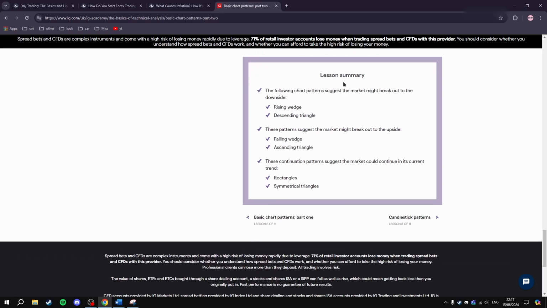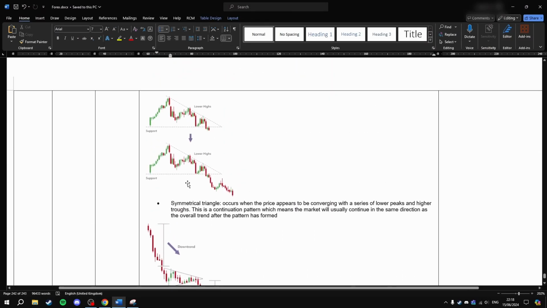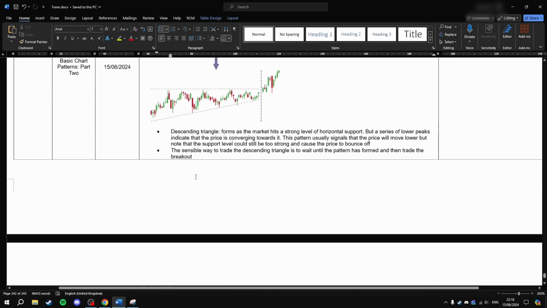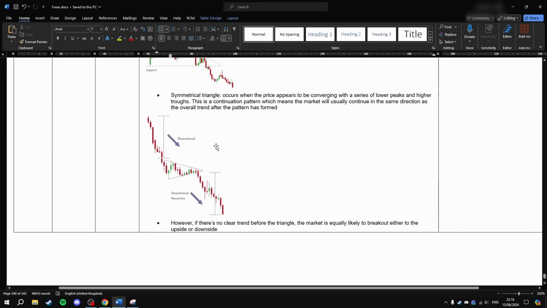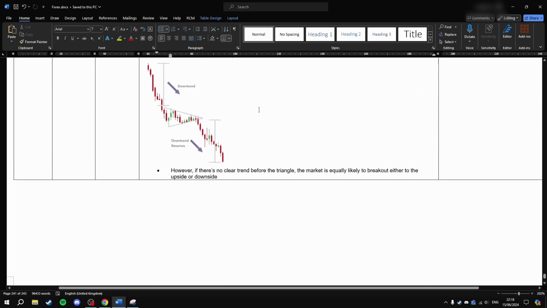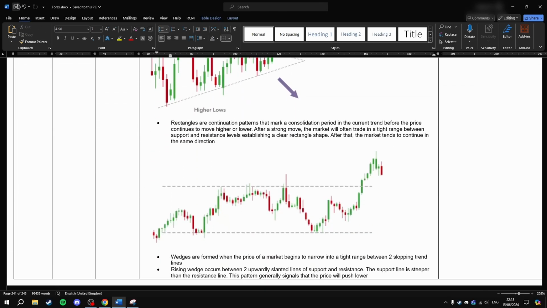Lesson summary then. The following chart patterns suggest the market might break out to the downside: rising wedge, descending triangle. Falling wedge, ascending triangle. These continuation patterns suggest the market could continue its current trend: rectangles, symmetrical triangles.